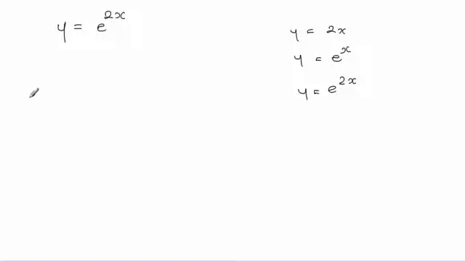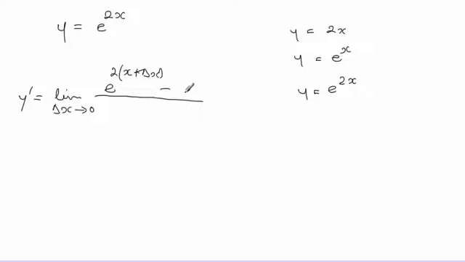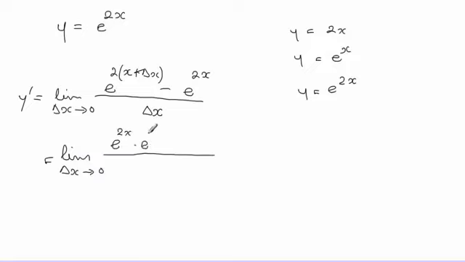Now, let's see how we can get y prime using the incremental quotient, the limit of the incremental quotient. So say the limit as delta x goes to 0 of e to the power 2x plus delta x minus e to the power 2x, all over delta x. Now, doing the same kind of manipulation we did before, we remove the brackets here and write this as a product. Then you've got the limit as delta x approaches 0 of e to the power 2x multiplied by e to the power 2 delta x minus e to the power 2x divided by delta x.